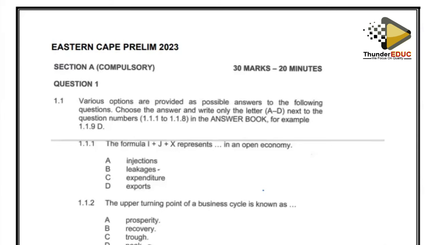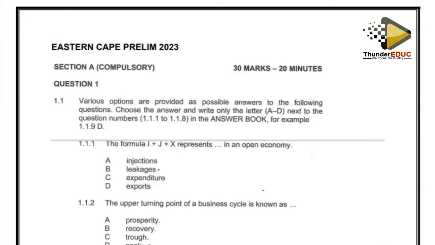Okay, right. So 1.1.1 reads as follows. The formula I plus J plus X represents dash in an open economy. So now I stands for investment, J stands for injections, while X stands for exports.